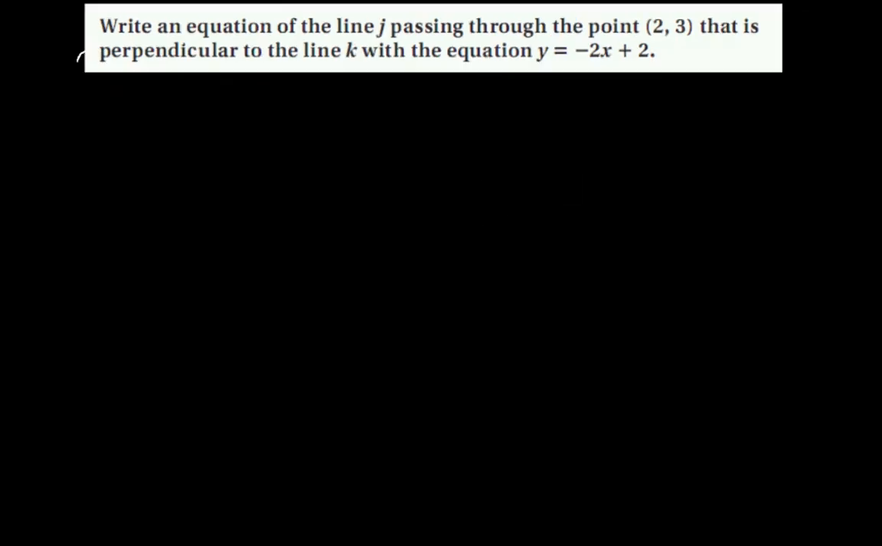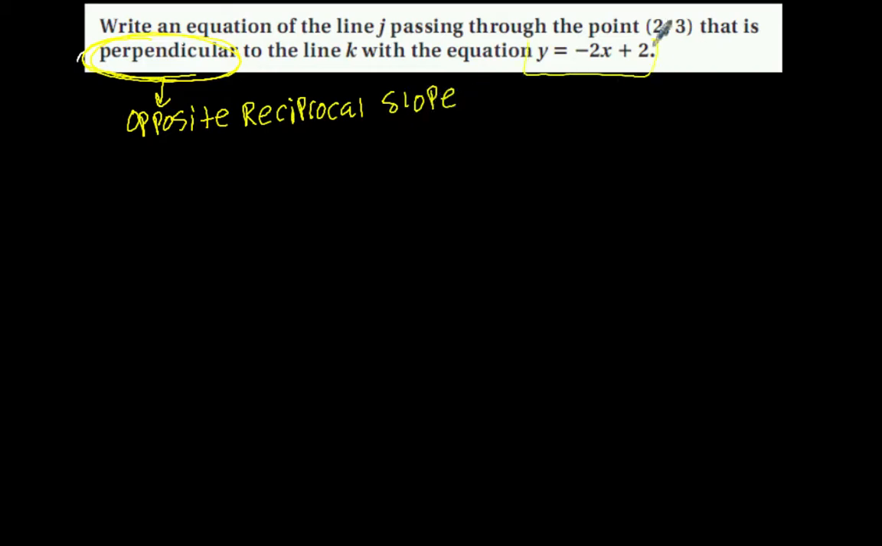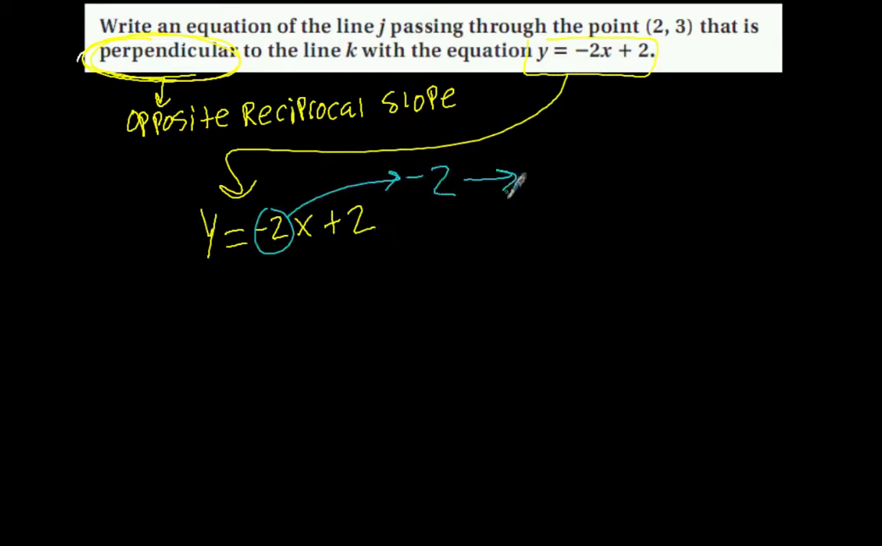We're going to find the equation of a perpendicular line, then we need the opposite reciprocal of the slope of the other line. So the opposite reciprocal, we have y equals negative 2x plus 2. The slope is negative 2. What's the opposite reciprocal of negative 2? It's 1/2. Okay, so we have y equals 1/2 x plus b.